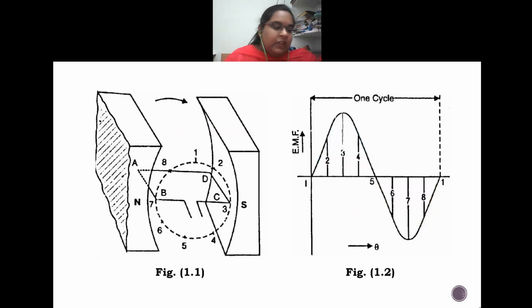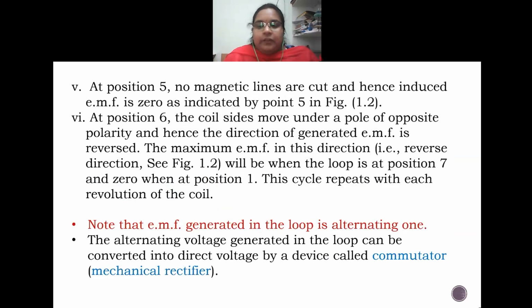How to convert this produced AC into DC? We are going to use a device called a commutator, which will convert the AC voltage being generated into DC voltage. We are going to use a small device called a commutator, which converts the alternating voltage that is generated into a direct voltage.